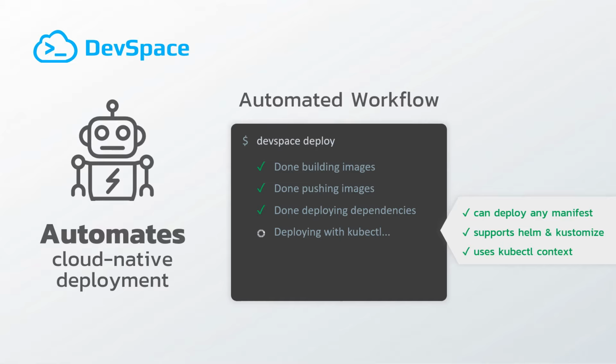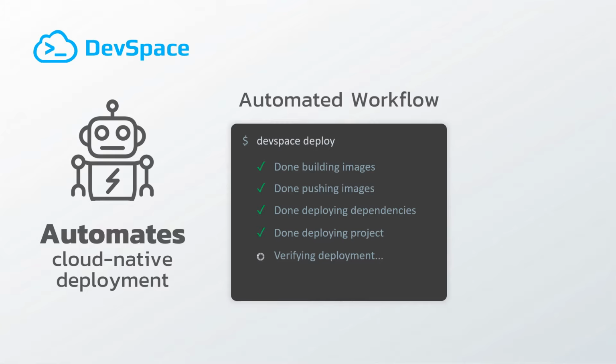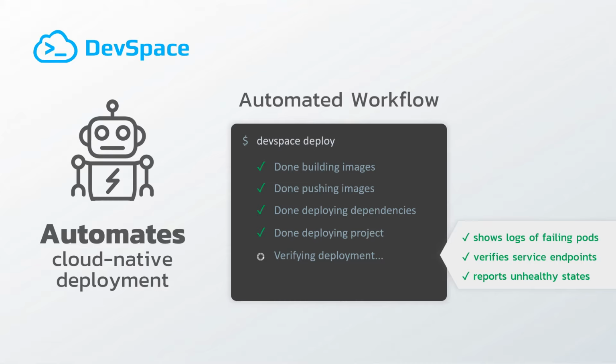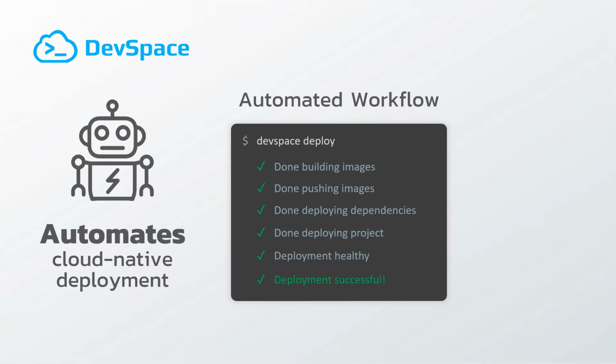A project can define multiple deployments which will be executed one after another. After everything is deployed, DevSpace runs several automated tests to verify that your application is up and running. If not, DevSpace will print the logs of failing containers, list services without endpoints, and show other valuable information from the Kubernetes API server.